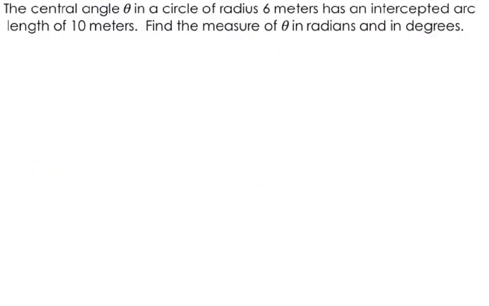And then, so I wanted to show you a question that they like to use on the final exam. So the central angle theta in a circle of radius 6 meters has an intercepted arc of 10 meters. Find the measure of theta in radians and in degrees. So sometimes they don't actually say that you're looking for the arc length, but you're talking about a circle. It has a radius of 6. It has an intercepted arc length, so the arc length is 10, and you're trying to find theta.